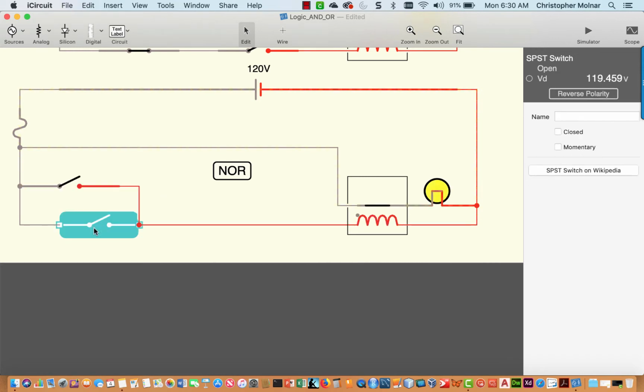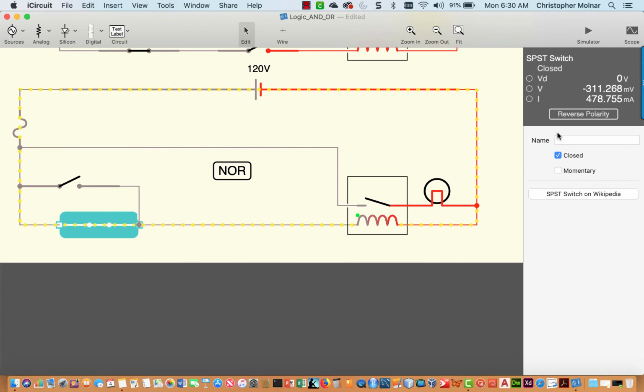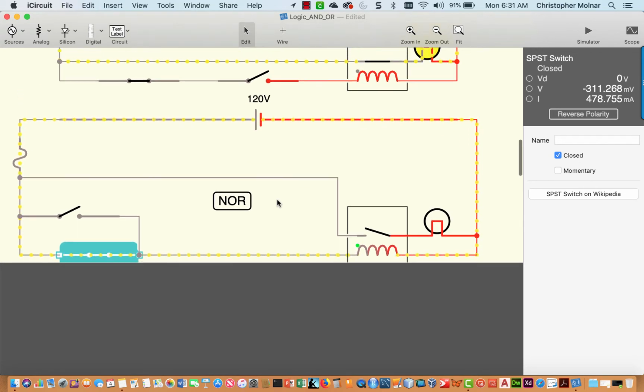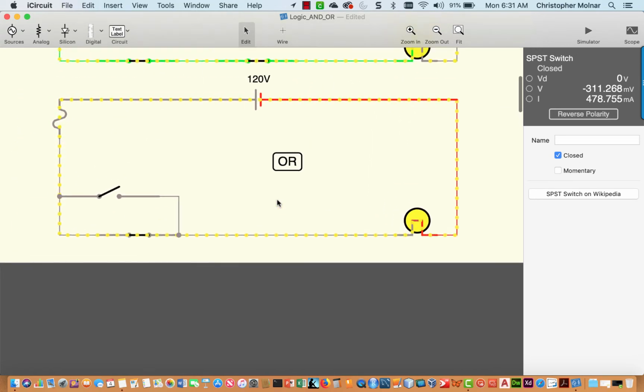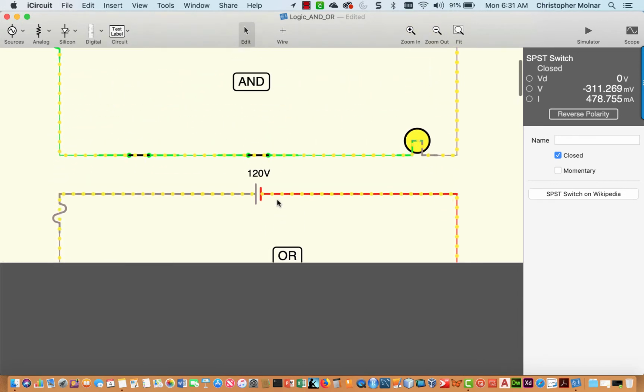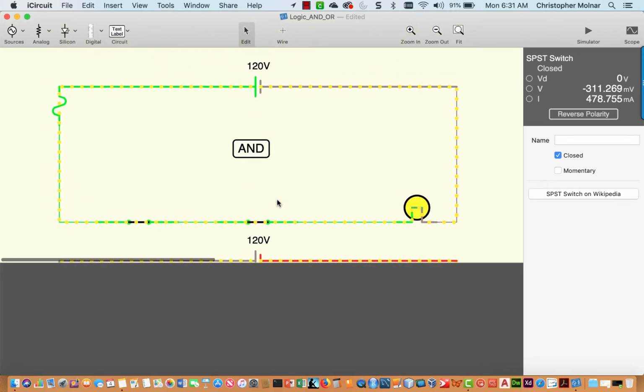That's because it's a NOR circuit. It's the opposite of an OR. It's a negative effect, and to do this, you have to use a control relay. So again, the four circuits are the NOR, the NAND, the OR, and the AND. That explains how the logic symbols or the words actually work in a circuit.